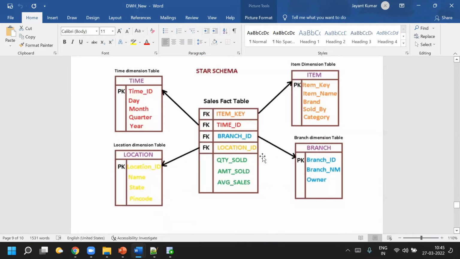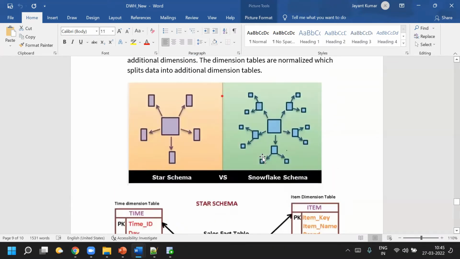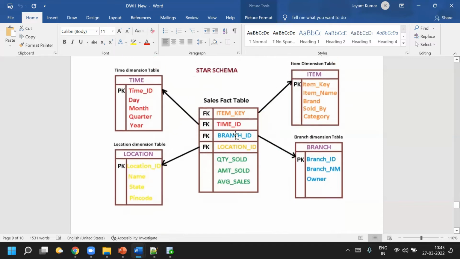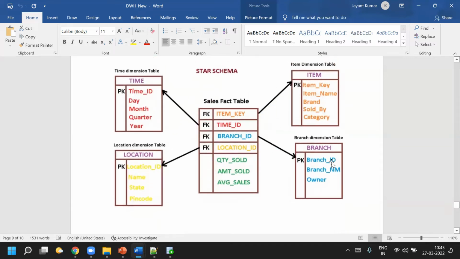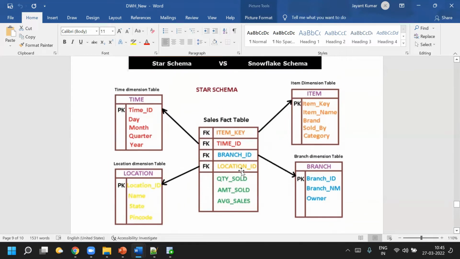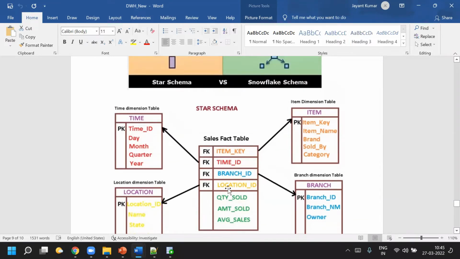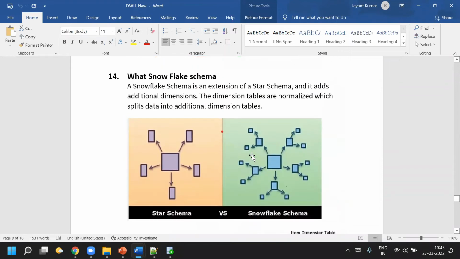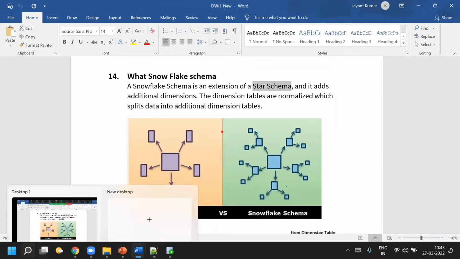What does it mean? Here is another star schema example: time, location, item, branch, and the sales fact table. This will give you the idea of how data will be organized, or how a star schema will be designed, in any project. So what is a snowflake schema? A snowflake schema is nothing but an extension of the star schema. What does it mean?